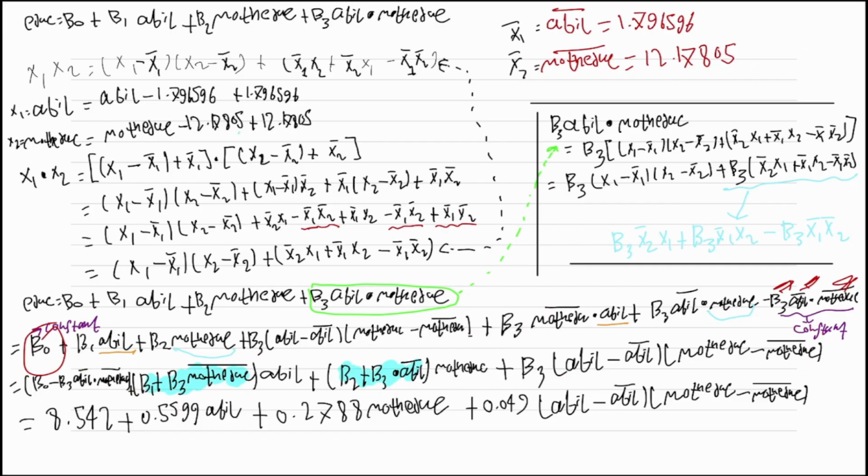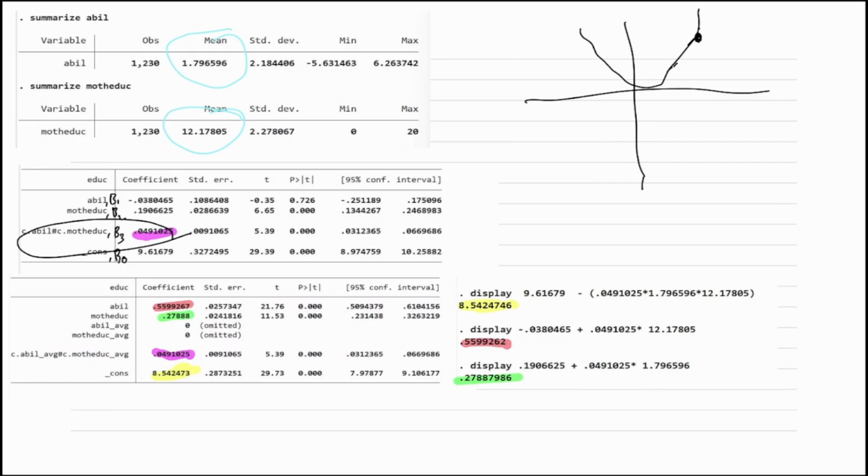So now I will plug in the numbers. How will I get them? Beta 3, there is no change on it, but to beta 2 now, we will add beta 3 multiplied by the average of ability, and to beta 1 we will add beta 3 multiplied by the average of mother education, and from beta naught we will subtract beta 3 multiplied by the average of ability multiplied by the average of mother education.